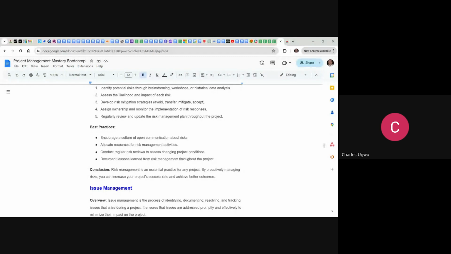So that's where the open communication and transparency comes in here. Allocate resources for risk management activities. Conduct regular reviews to assess changes or changing project conditions. Document lessons learned from risk management throughout the project.